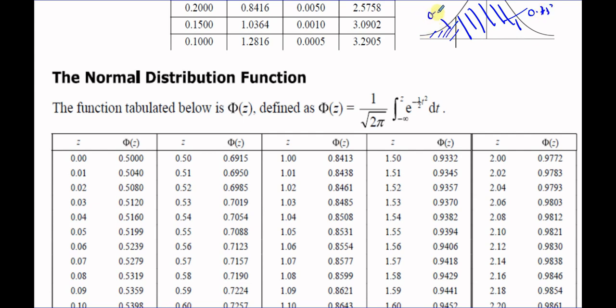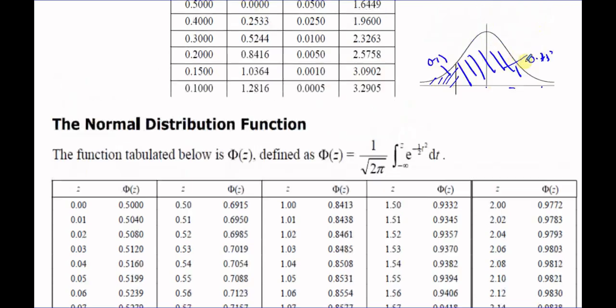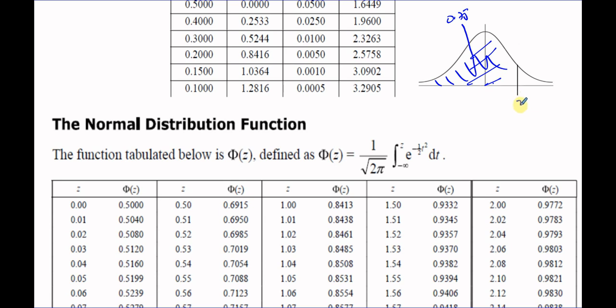Now, I can't find 0.25 here because they only start from 0 upwards. So what I can do is I can find the value on the other side of this, such that this area is 0.75, and whatever Z value I get for this, I'm looking for the negative version of it. Whatever Z value has 0.75 to the left of it, I'm going to take that Z value and write down its negative.